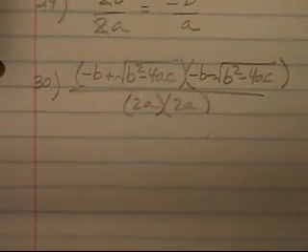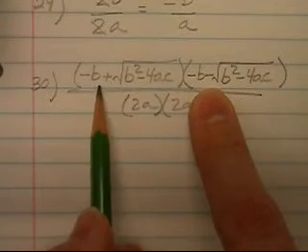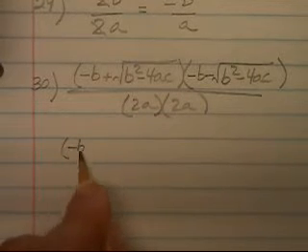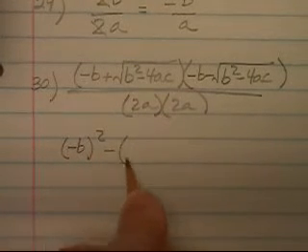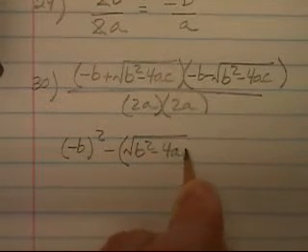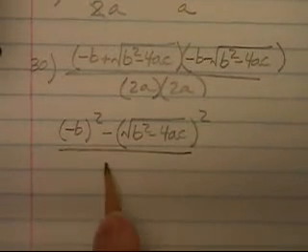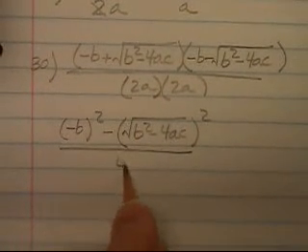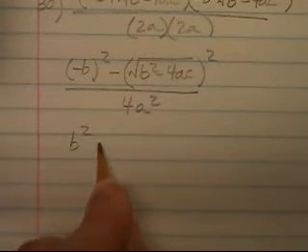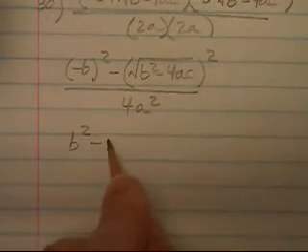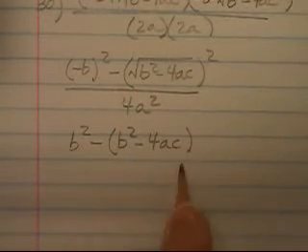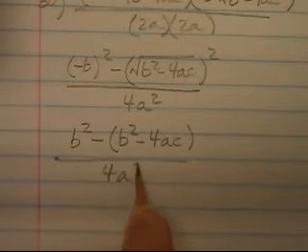What a mess. It's not that bad because this is the factored form of a squared minus b squared, so this will be minus b squared minus the square root of b squared minus 4ac squared, all over 2a times 2a, which is 4a squared. Minus b squared, that's b squared minus the square root, that'll just cancel. This will be minus the quantity b squared minus 4ac all over 4a squared.